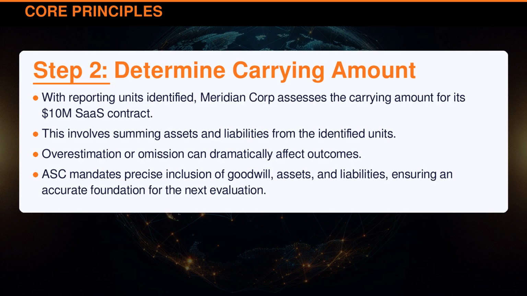This involves summing assets and liabilities from the identified units. Overestimation or omission can dramatically affect outcomes. ASC mandates precise inclusion of goodwill, assets, and liabilities, ensuring an accurate foundation for the next evaluation.